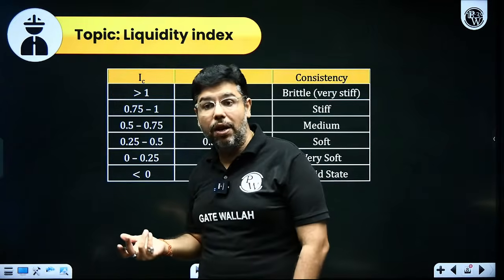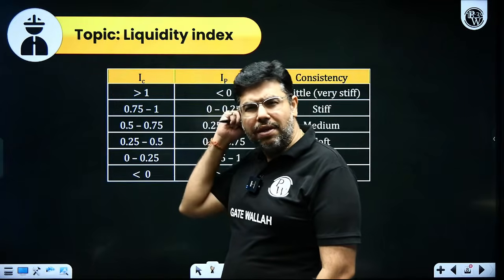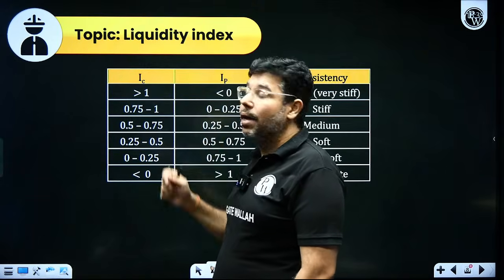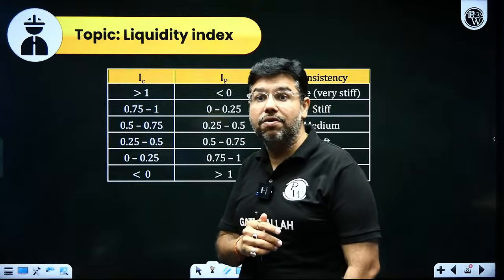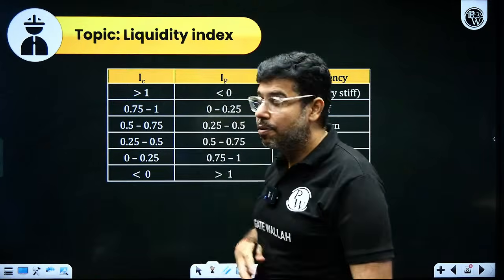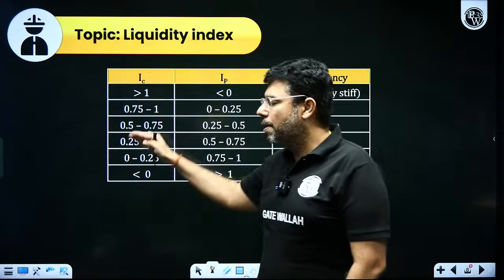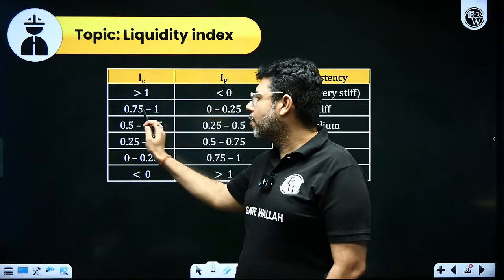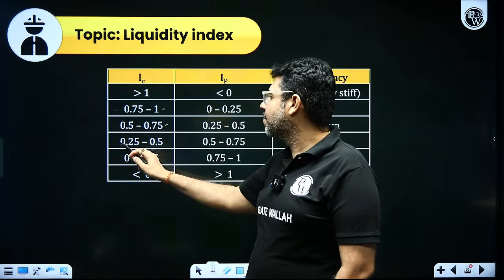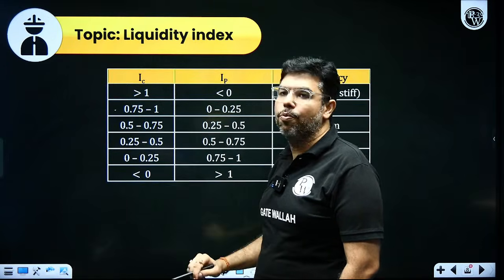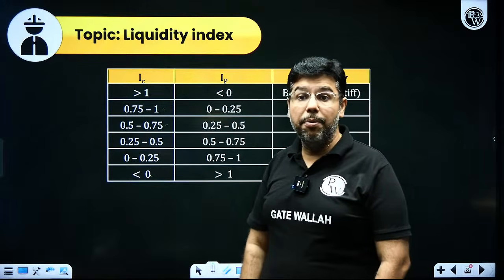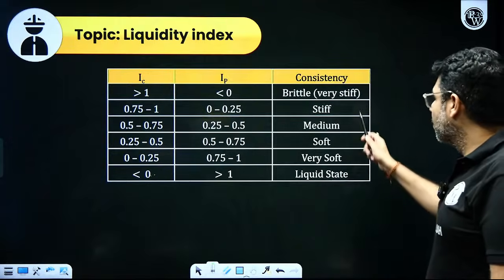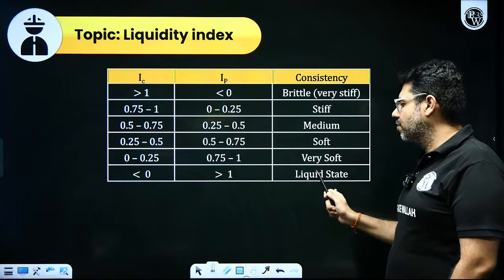IC can be greater than 1 if W is less than WP. In that case you are moving towards a semi-solid and solid condition, meaning the soil is very brittle. Decreasing by 0.25: 0.75 to 1, 0.5 to 0.75, 0.25 to 0.5, 0 to 0.25, and lastly negative. It can be negative if W is greater than WL, meaning the soil is liquid. So: brittle, stiff, medium, soft, very soft, and liquid state.